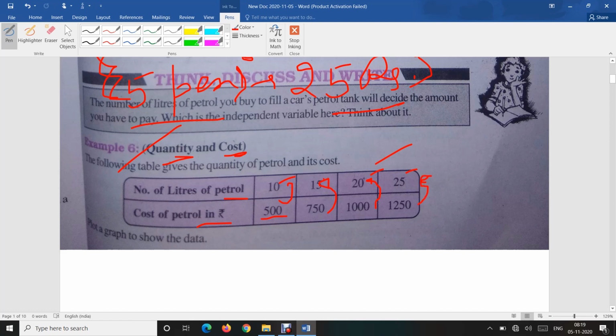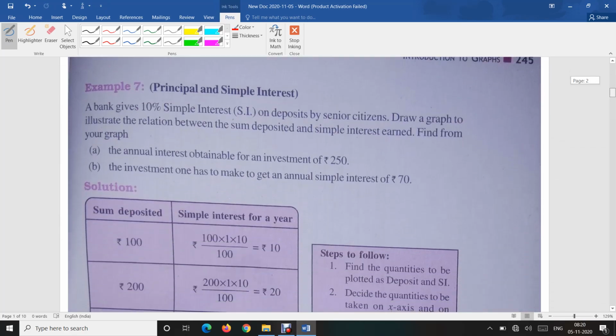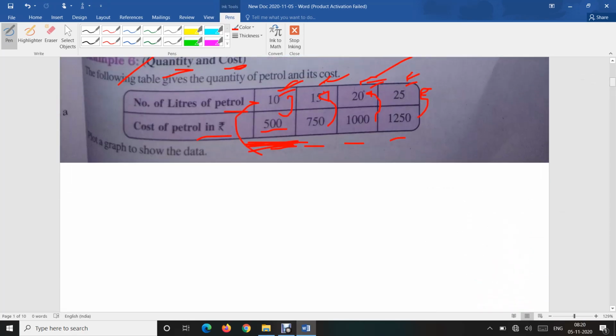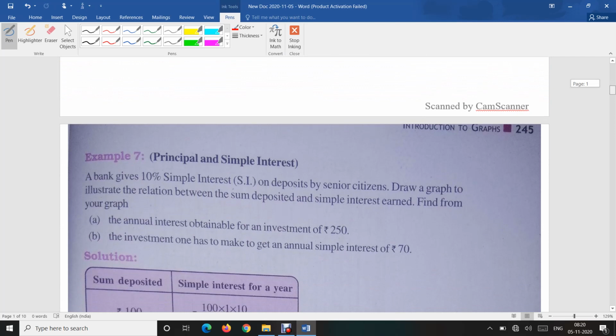Now you can see that as the liters are increasing, at the same time the price of the petrol is also increasing. That means the cost of the petrol depends on the quantity of the petrol here. This is the table. You can draw the graph according to this data. I hope till now you understood how you can draw a graph. So you have to draw it yourself.